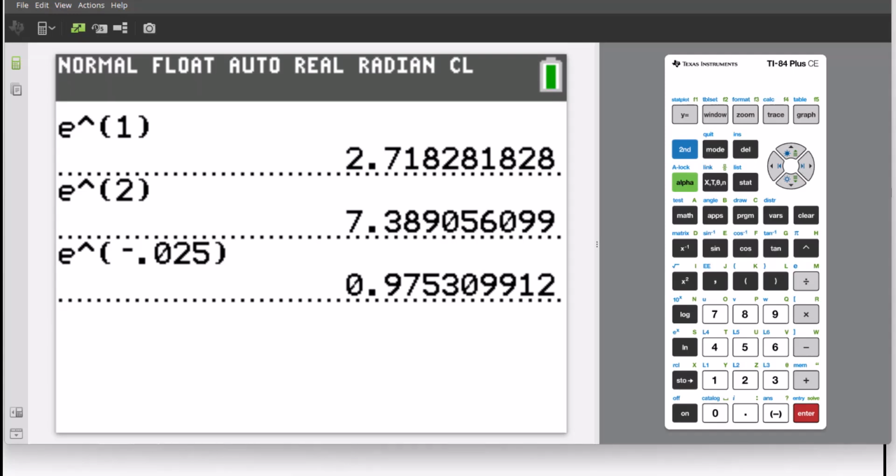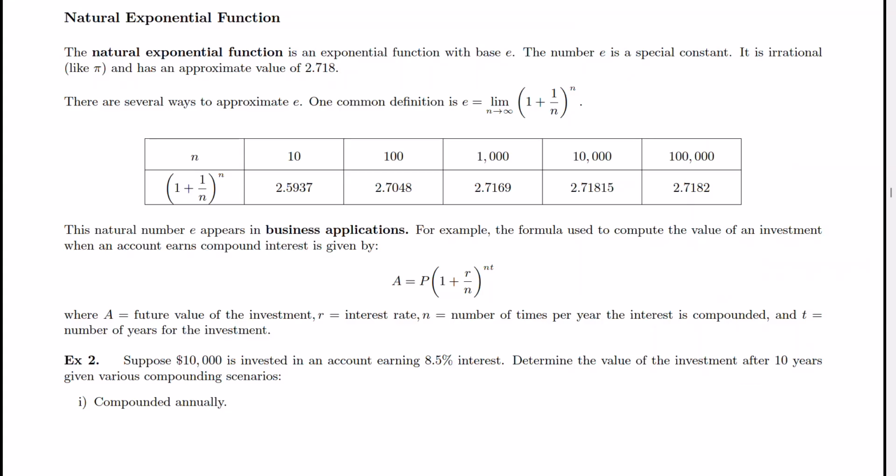So that's what the value e is. And where does it appear? It appears in business calculations or business applications, and we'll talk about one of them in a few minutes. So before I get there, let's talk about this formula in the middle of the page, which is the formula that is used to compute the value of an investment when an account earns compound interest. So basically, you drop your money in the bank, and the bank gives you, let's say, 10% every month, and you leave your money in the bank for a couple of years. Well, how much money will you expect at the end, right, when you come back and pick it up?